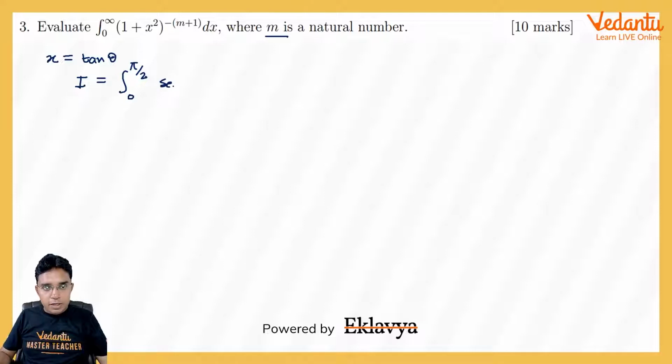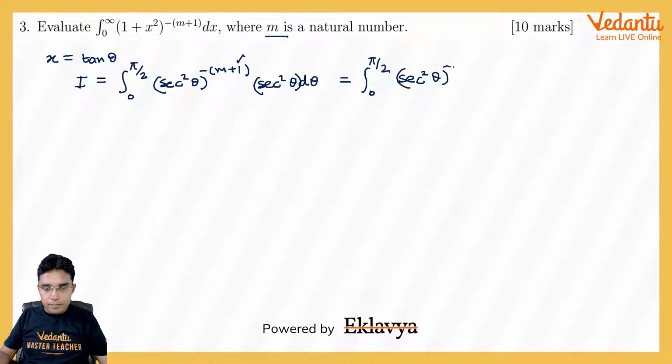This will be secant square theta raised to the power minus (m plus 1), and dx will be secant square theta d theta. So you can see that one power of secant square theta will be cancelled with the secant square theta from dx. I can write this as the integral from 0 to pi by 2 of secant square theta raised to the power minus m. We can also write this as the integral from 0 to pi by 2 of cos raised to the power 2m theta d theta.